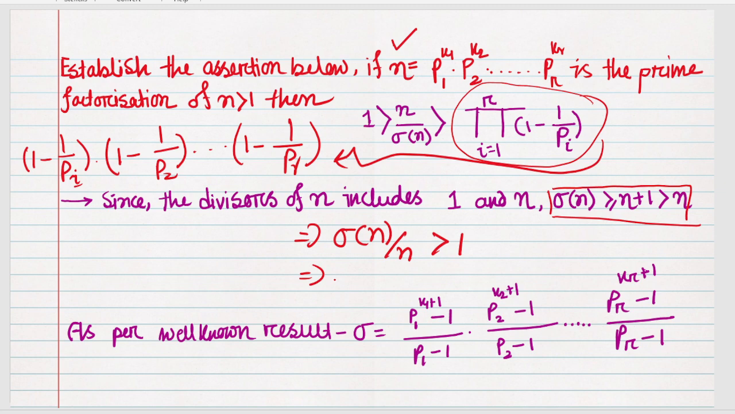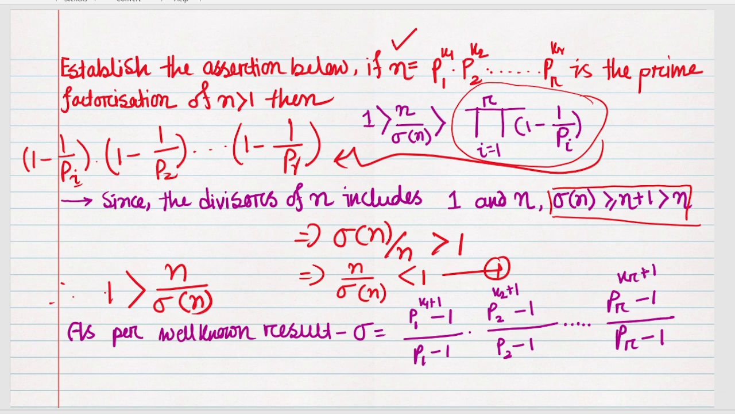That means, taking the reciprocal on both sides, we have n by sigma n, which is less than 1. If we write it in another form, in simplest form, that is 1 by (sigma n by n).